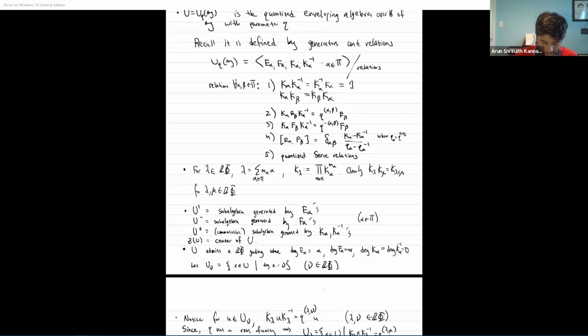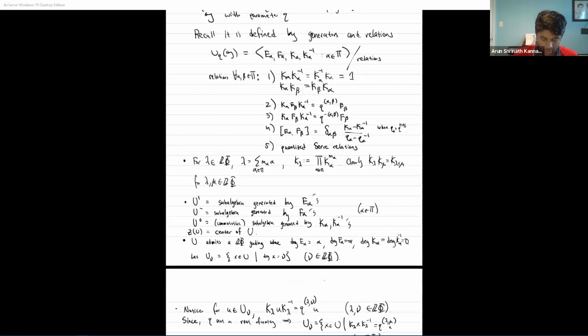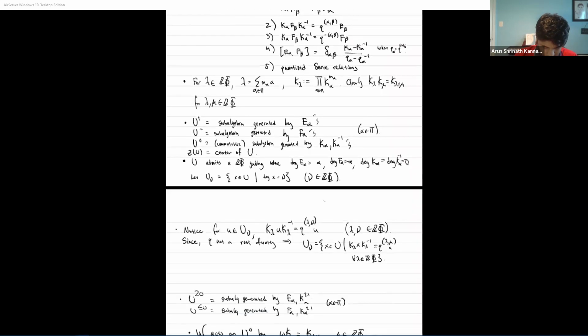Okay, so because these generate, U admits this Z-phi grading, where we take the degree of E alpha to be alpha and the degree of F alpha to be minus alpha, and then the degree of the K alphas to be 0. And then we can use the subscript notation for any nu in the root lattice. We can define the subspace of elements that consist of purely degree nu elements. And so this notation is somewhat consistent.